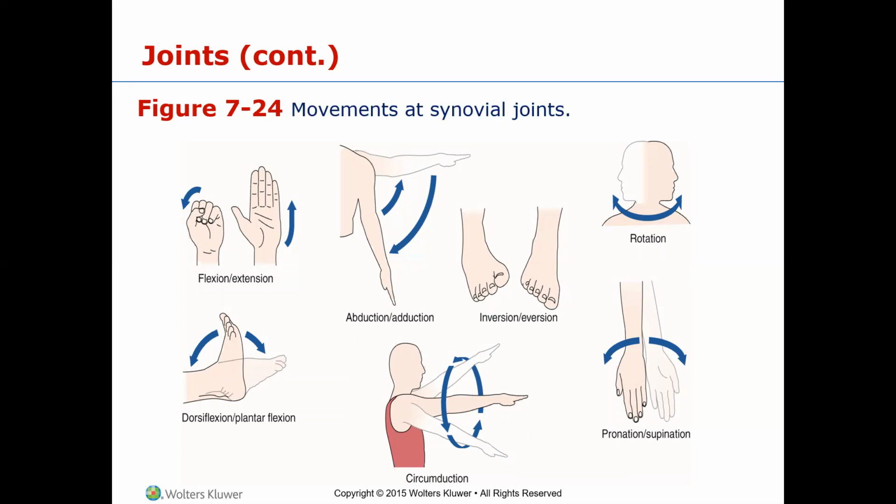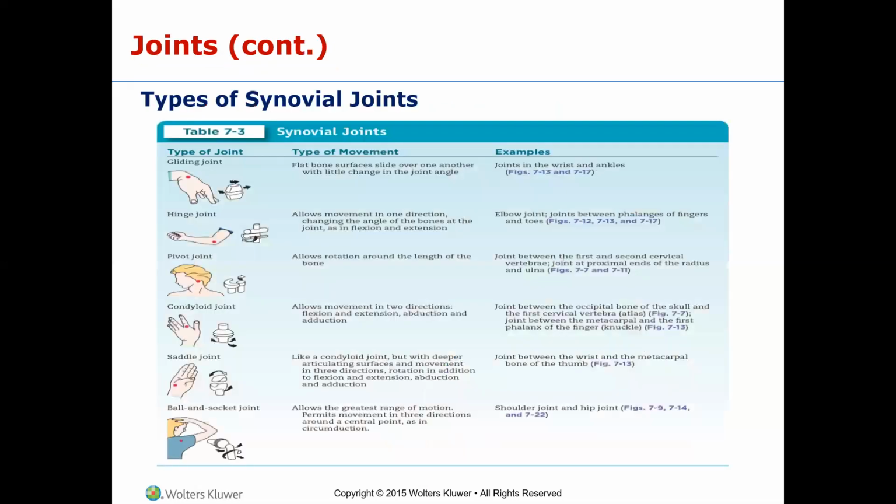Dorsiflexion and plantar flexion. Dorsiflexion is when we straighten our foot towards the leg, and then plantar flexion is when we are pointing our toes like a toe dancer. And then, of course, circumduction is moving our arm completely in a circle. And then pronation is where the palm is down, and supination is where it's up. These are all of the movements of synovial joints, which are completely movable.